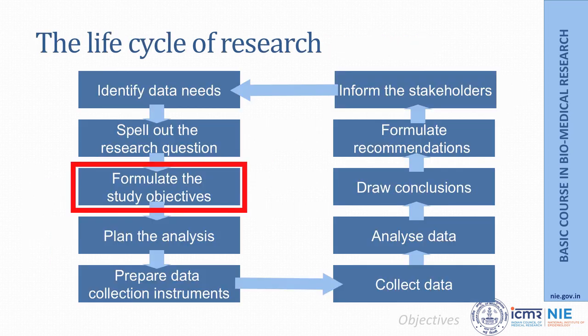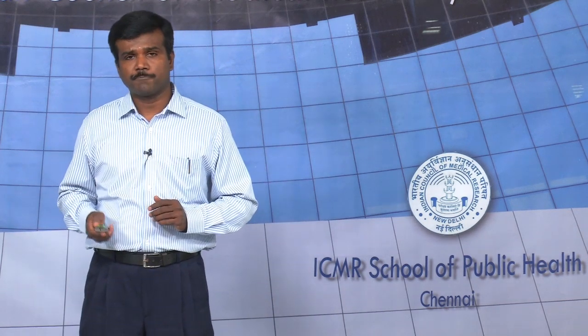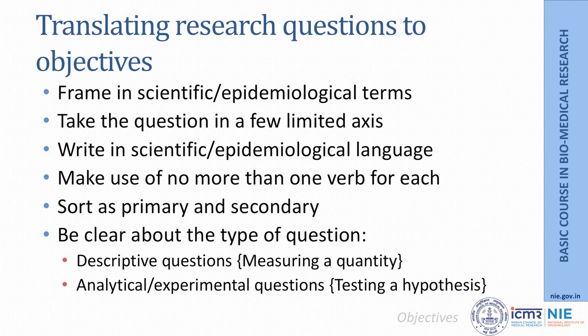Now let us come back to the life cycle of research. We have now talked about research question and how research question is translated into research hypothesis for analytical questions. Now let us see how a research question is converted into statement of objectives. When you translate a research question into objective, as compared to research question, a statement of objective is stated in scientific and epidemiological terms. It takes the research question in only a few limited axes. It is written in scientific and epidemiological language.